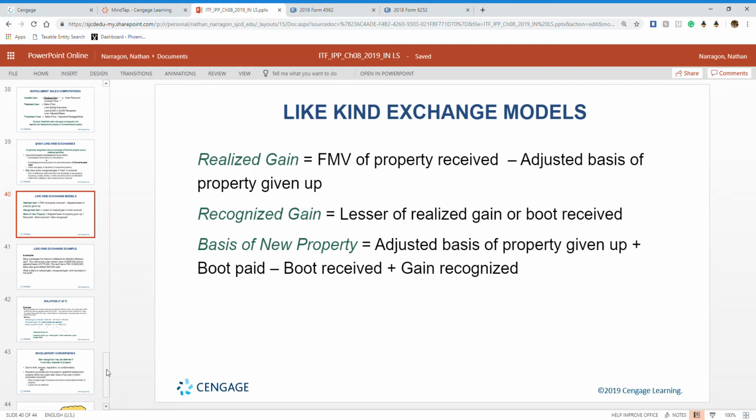Basis in the new property. Here we go. This is the value of the new property according to our books and according to what we can depreciate. It is the adjusted basis of property given up plus boot paid minus boot received. So basically cash paid minus cash received plus gain recognized.